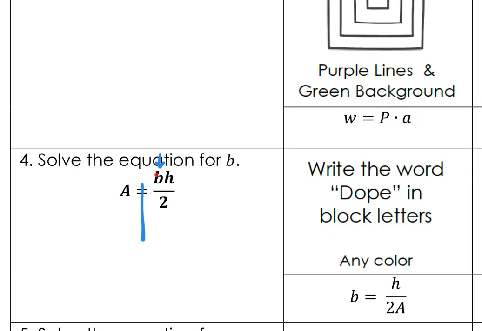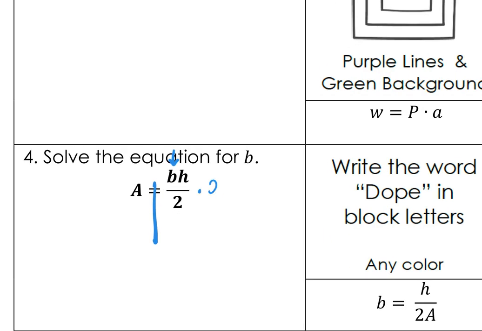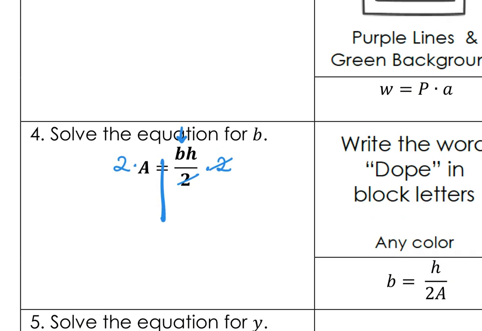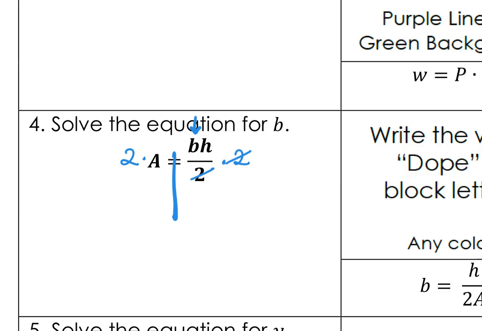This is kind of like the last one on your notes. B is being multiplied by H, but we have to do that last. The other thing on this side is this divided by 2. So if we have to do this last, then I need to get rid of the division first. How do I undo a divided by 2? Multiply by 2, so that the multiplication cancels out the division. Then I have 2A is equal to B times H.